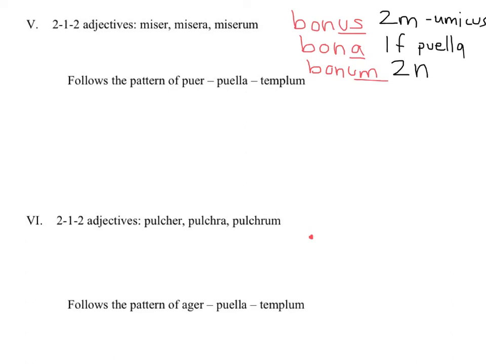And then finally, bonum follows the pattern of a second declension neuter, which you did not see in the previous screen. Templum is the model that the book has used so far. So that's three different patterns, but they just follow the patterns of nouns that you have already learned in previous lessons. It's nothing new for an adjective as far as the declension goes.